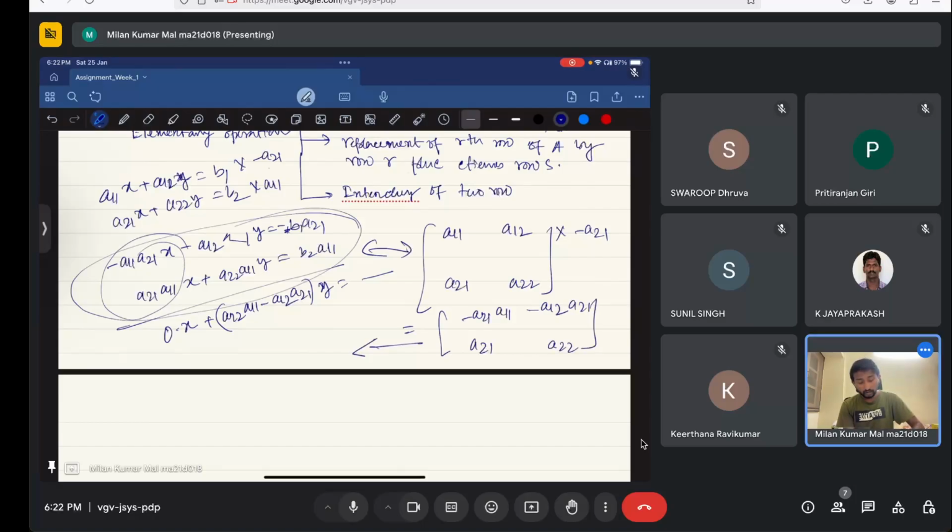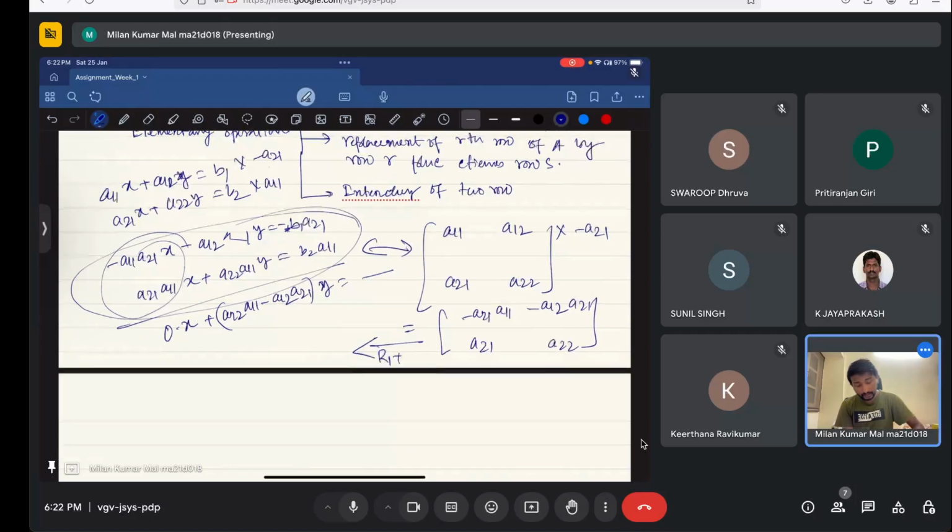Now what we'll do is add. To row 1 we add a11 times row 2, we will do this operation. Then the first term will clearly be 0, because row 1 is this term and a11 with row 2 is this. And then I will have a11 a22 minus a12 a21, and similarly a22 on the other side. So we will get a new equation, that equation is this one, right?